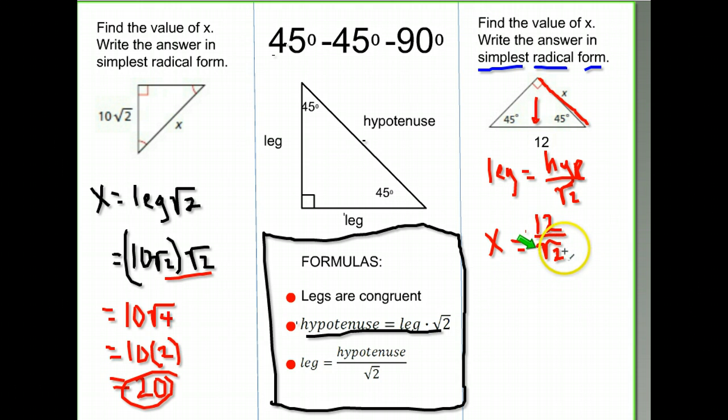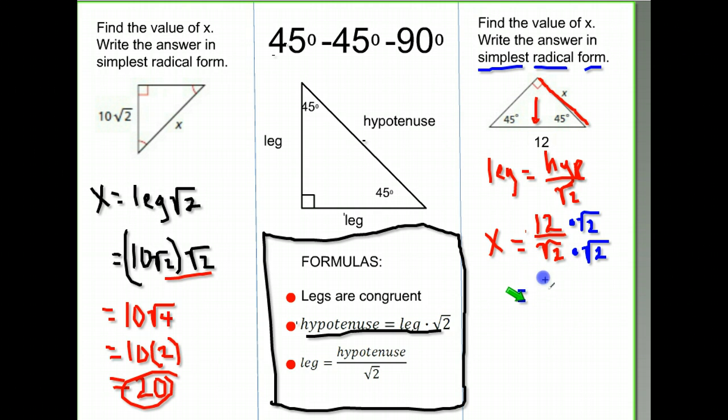To get rid of that, what you do is you multiply by that square root. Okay, so it was square root 2, we multiply by square root 2. Only whatever you do to the bottom of a fraction, you have to do the same to the top so that you're keeping the same fraction.